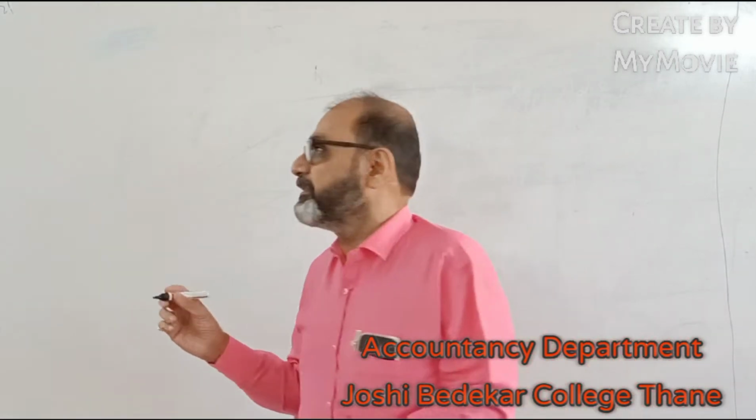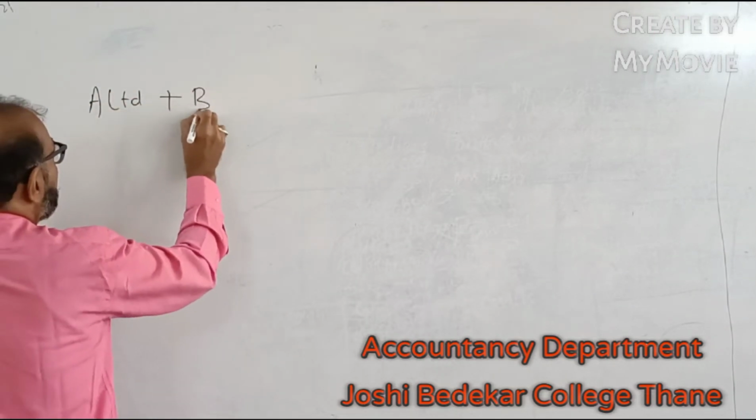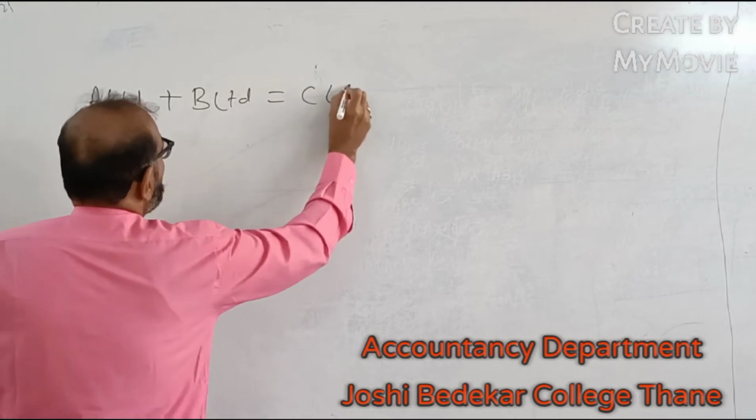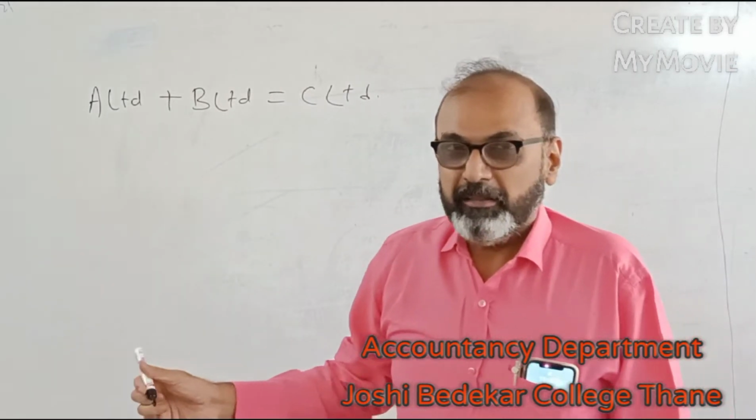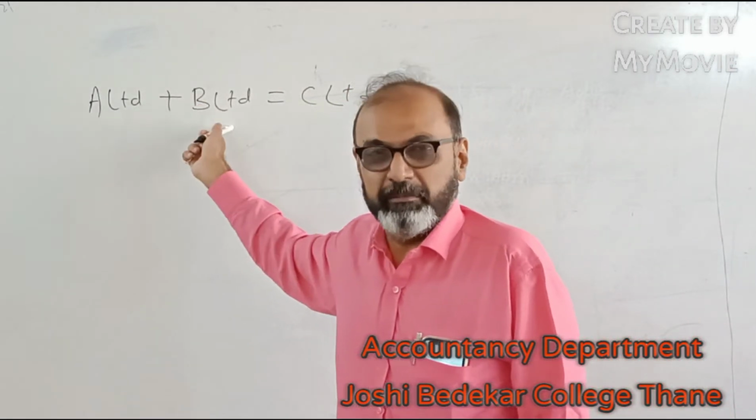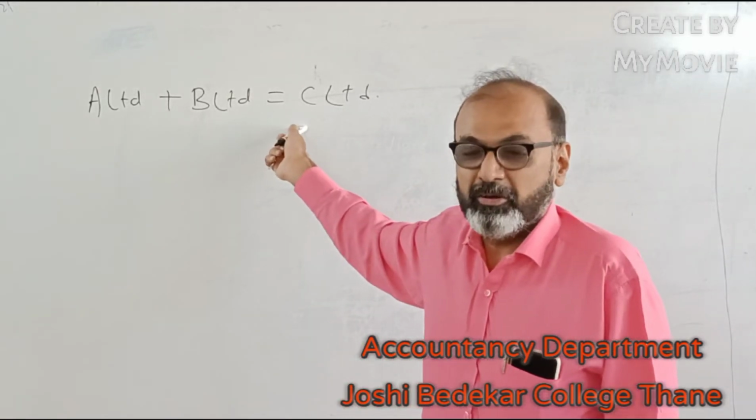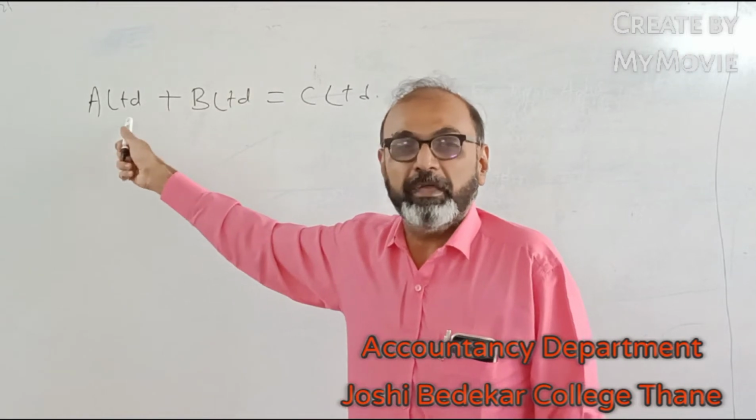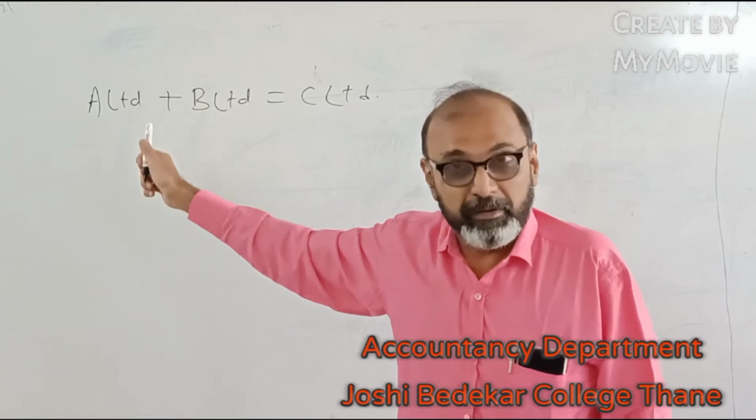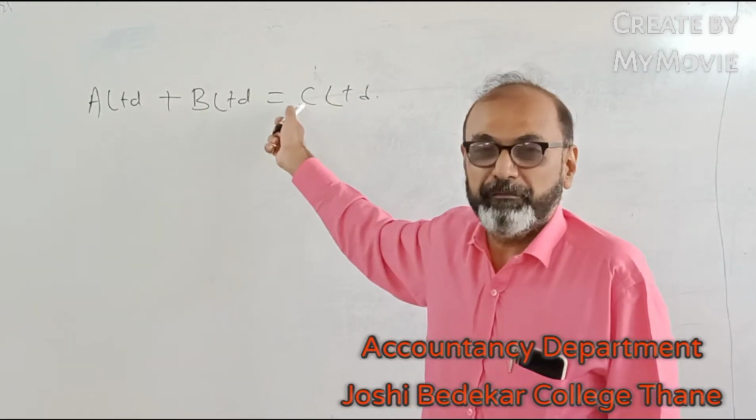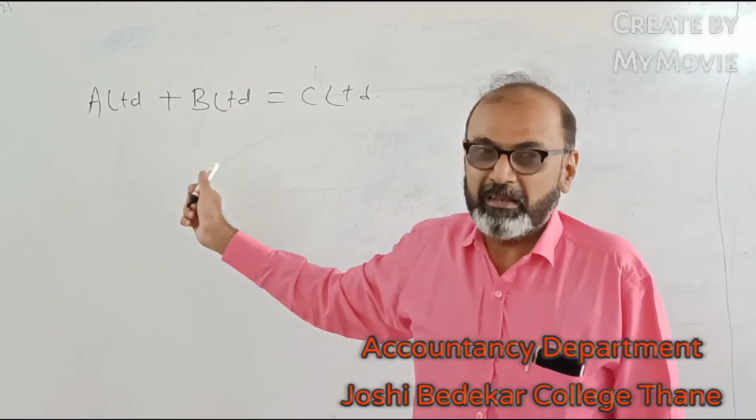When two or more companies come together and combine their business to form a new company, that is called amalgamation of companies. For example, there are two companies, A Limited and B Limited. They combine their business and form a new company, C Limited. C Limited will be taking over the business of A and B. In short, A Limited and B Limited will be liquidated and the new company C Limited will be formed to take over the assets and liabilities of both these companies. This is called amalgamation.